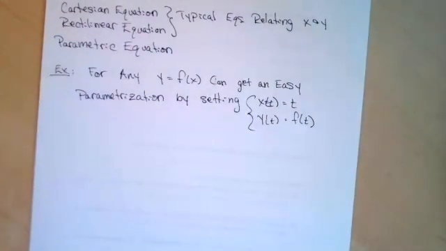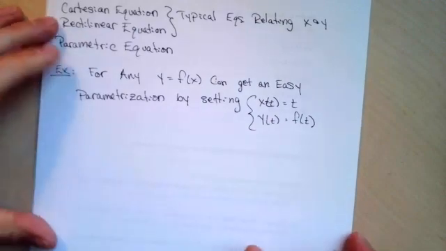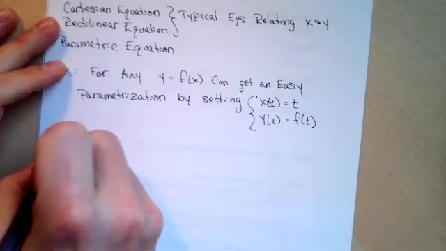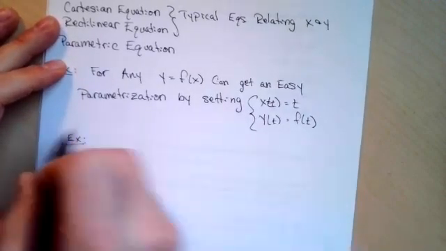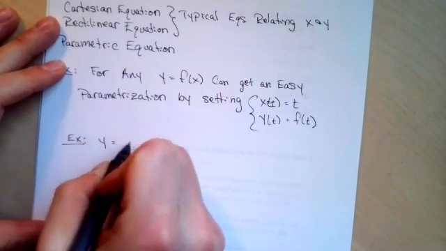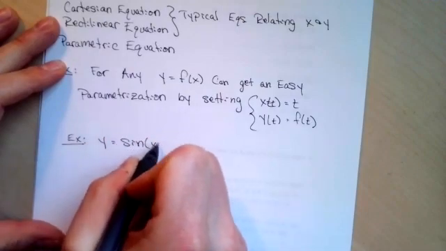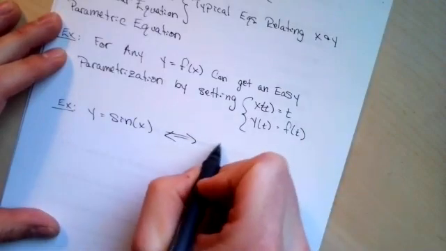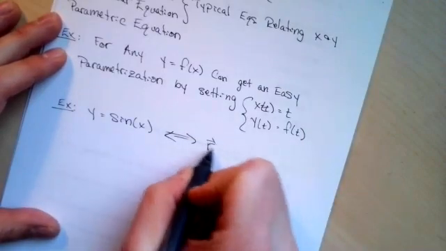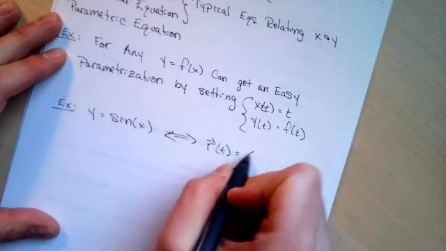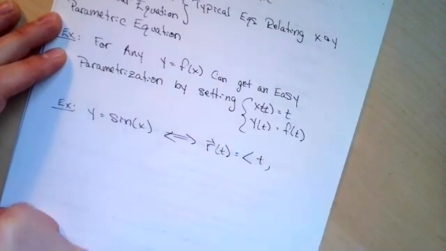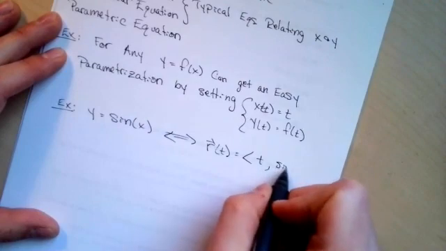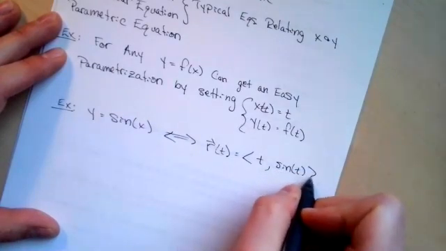All the typical functions that we've been working with, natural log of x, x squared minus 10, e to the x. If we need to come up with a parametrization of that, all we have to do is describe it, and if you want to write it as a vector, make x t, and then your y sine of t.